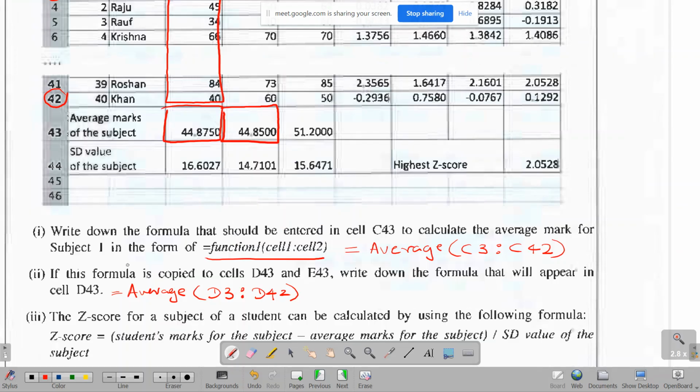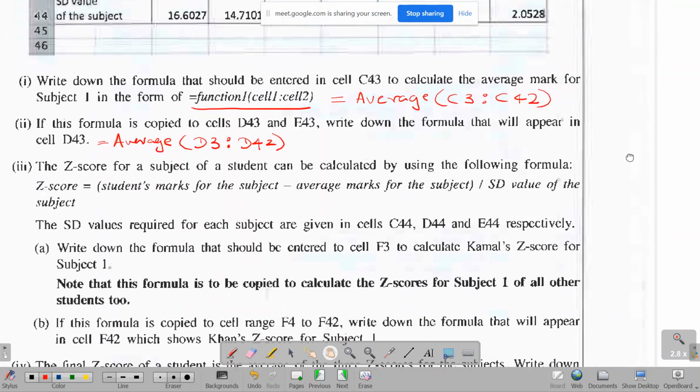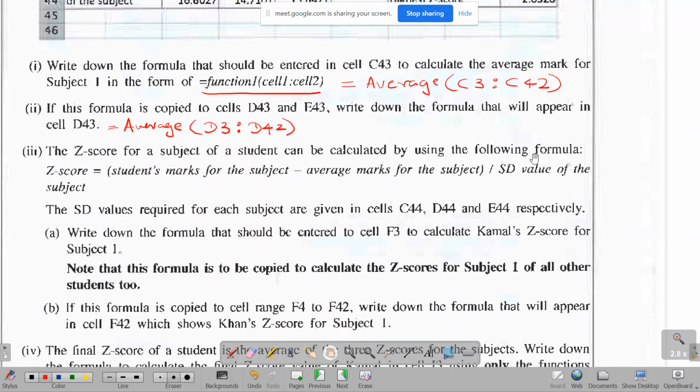Right, so the third one, the Z score for a subject of a student can be calculated by using the following formula. Z score = student marks for the subject minus average marks for the subject divided by SD value of the subject. The SD values required for each subject are given in cells C44, D44 and E44 respectively. Write down the formula that should be entered in cell F3 to calculate Kamal's Z score for subject 1.